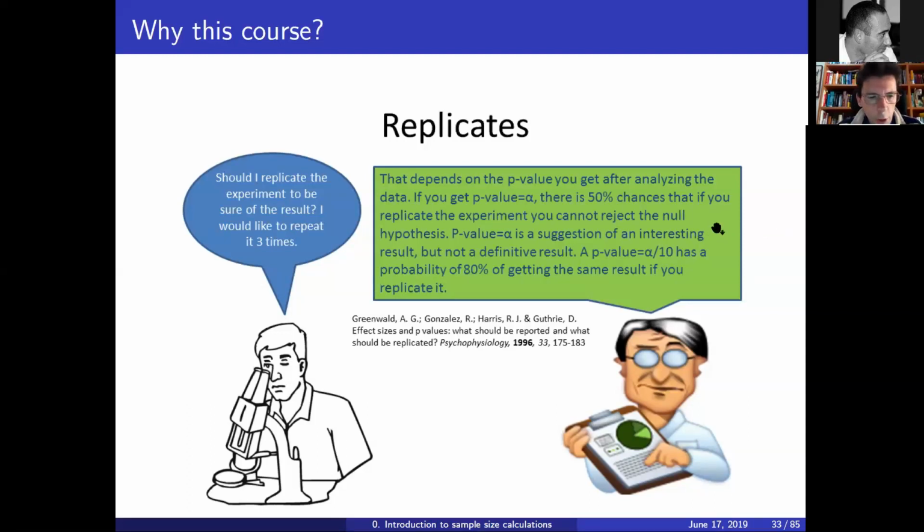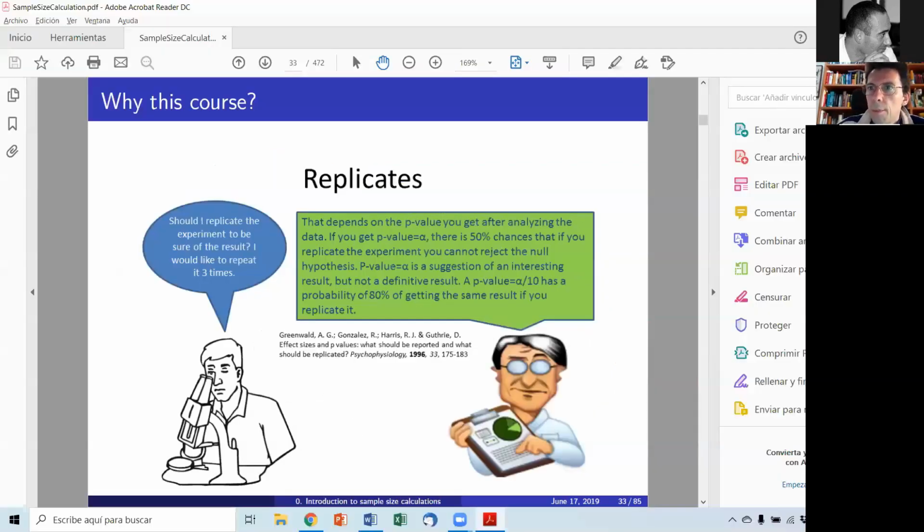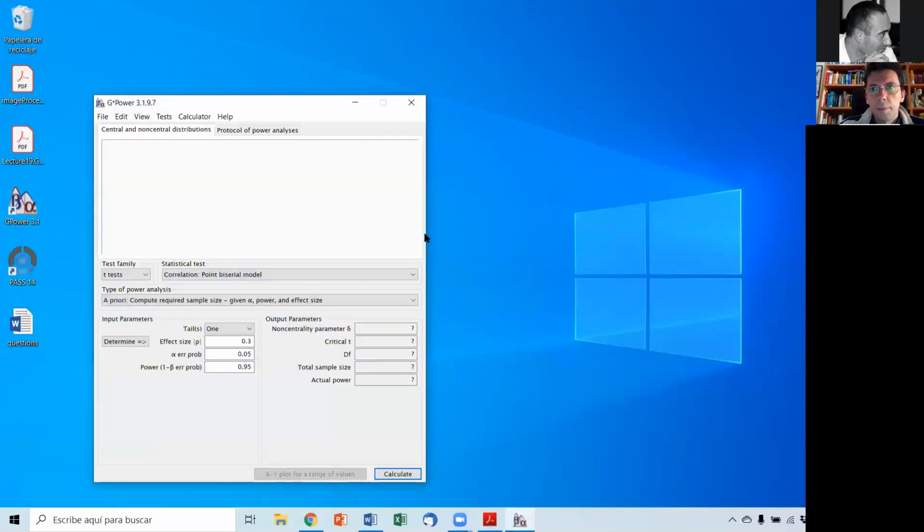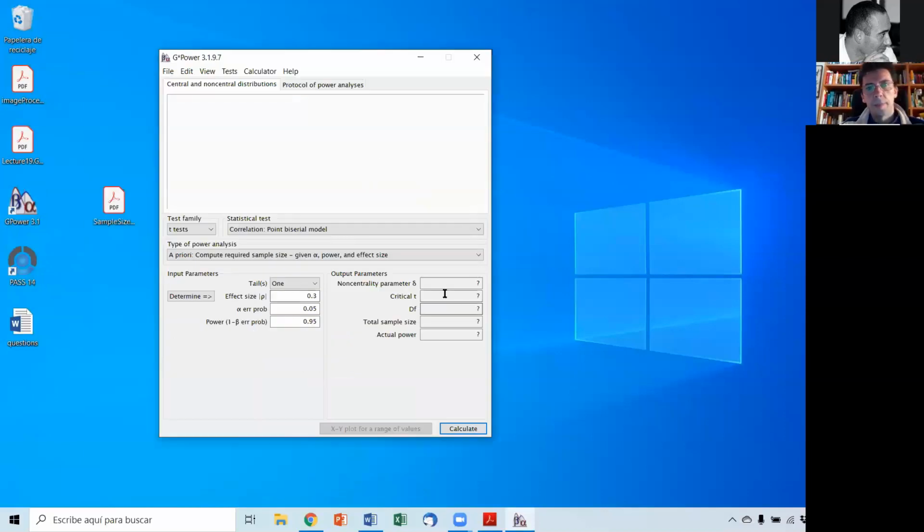So we can try to make these calculations, for instance, here in the program. If you have G power, you might calculate this. G power is a free program that allows you to calculate sample sizes, and here you have different families. Actually, it is rather technical, the first question is very technical. So you need to know what you will do at the end.